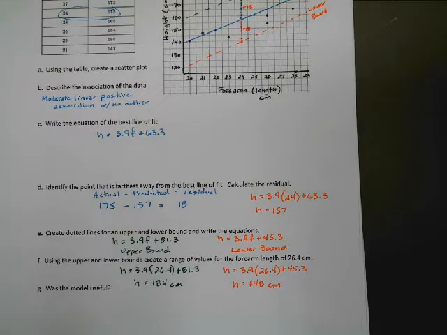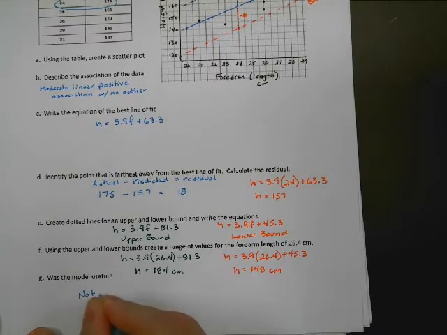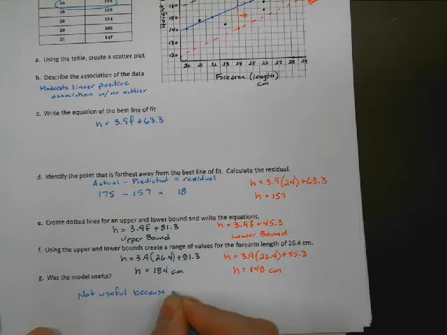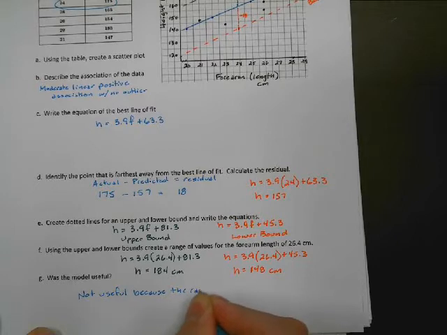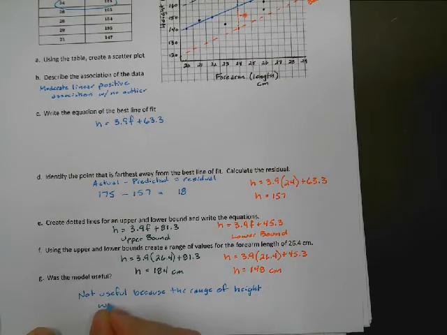If the data would have been a stronger association, then the upper and lower bound would have probably given us a better range of heights to pick from. So the model was not useful because the range of heights was too great.